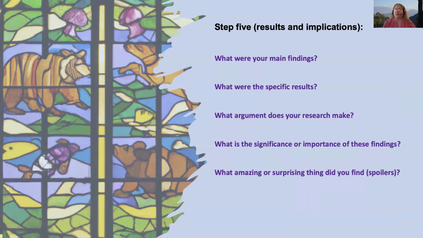Next, it's time to talk about your results and the implications of those results. So ask yourselves these questions. What were the main findings? What were your specific results? What argument does the research make? And why is this argument significant or important? And then lastly, make sure to share any amazing or surprising thing that you found. It's okay to give away the spoiler in your abstract.